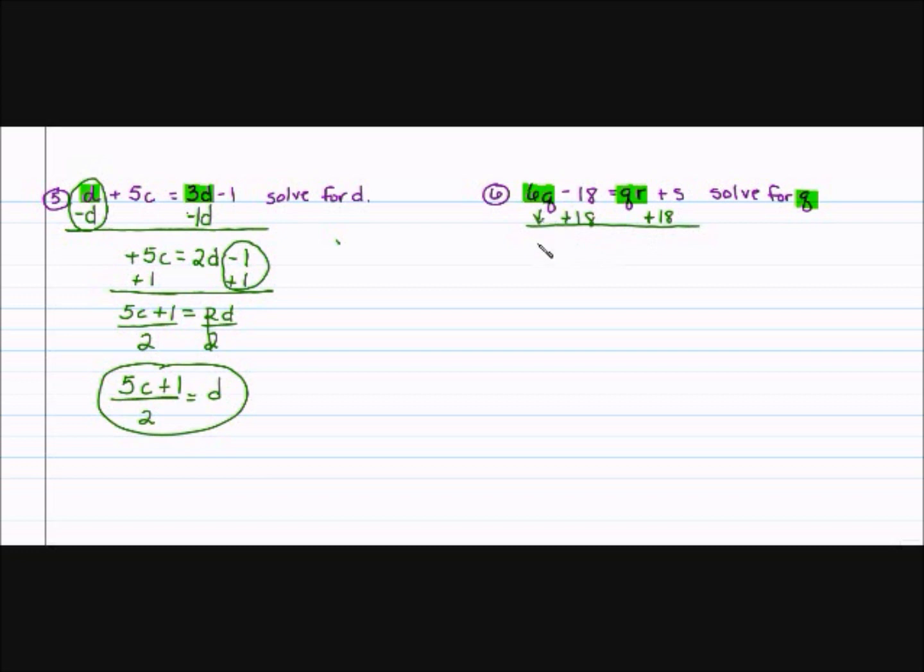I'm left with 6q equals qr plus s and plus 18. I cannot combine the 18 with the q, the r, or the s because none of them are like terms. They're all separate, different variables. Now I need to move the qr over this side because I need the q together. The opposite of positive qr is a negative qr.